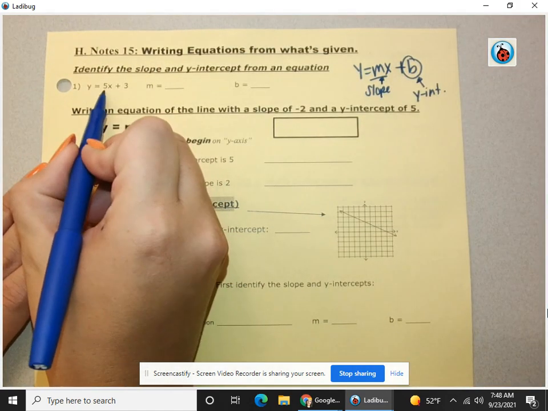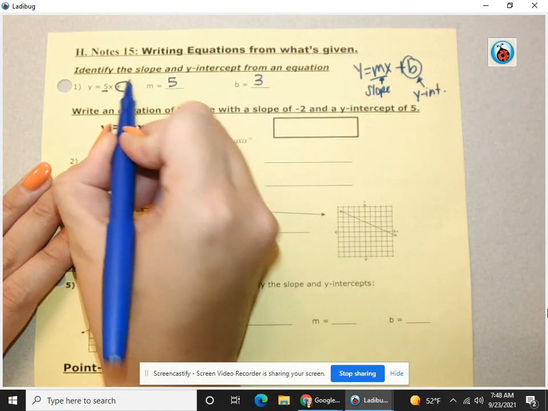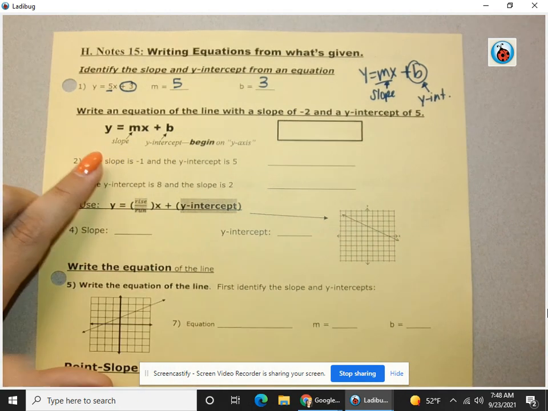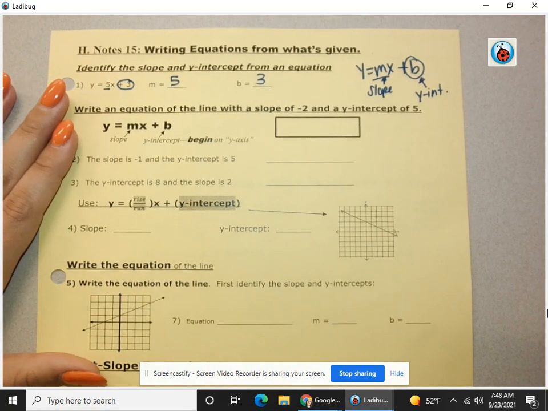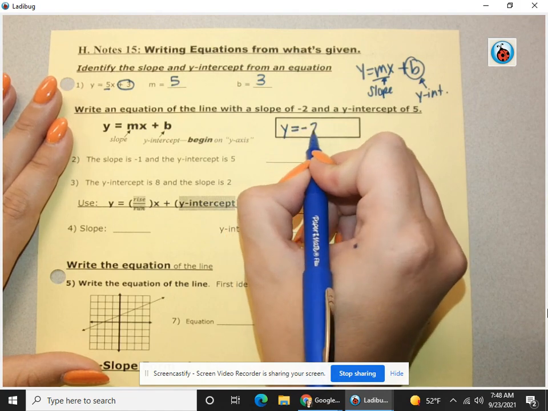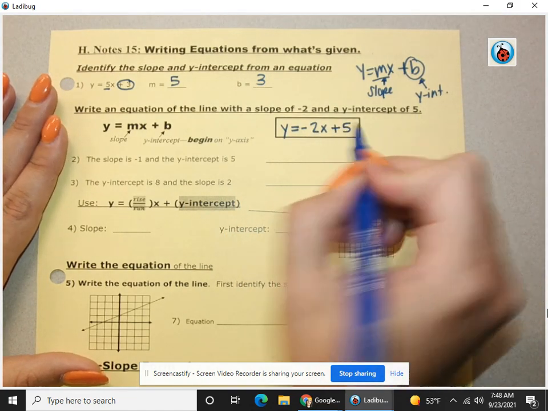So when I'm looking at this, 5 is my slope, positive 3 is my y-intercept. Okay? So write an equation of the line with a slope of -2 and a y-intercept of 5. Slope and y-intercept, this is where I begin on my y-axis. All I need to do is plug it in. So I've got my slope as -2. My y-intercept is positive 5, so it says plus b.